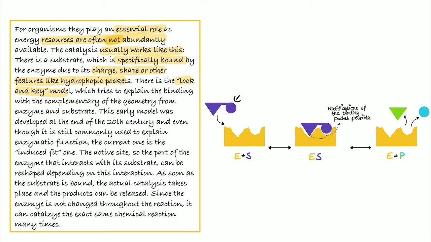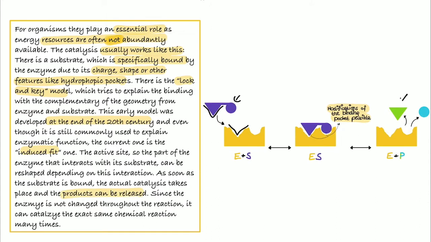So here it says that the geometry of the enzyme and the substrate are specifically complementary. This model was developed at the end of the 20th century. Maybe not that accurate. The current model is the so-called induced fit model. The active part, so that's the part of the enzyme that interacts with its substrate, can be reshaped depending on the interaction with its substrate. As soon as the two of them are bound, the actual catalysis takes place and the products can be released.